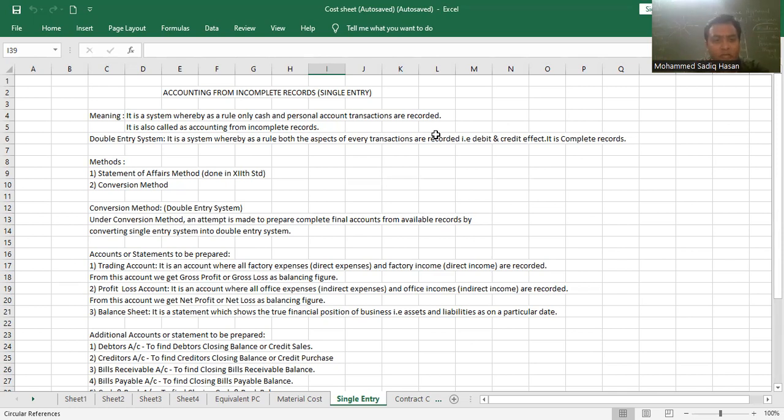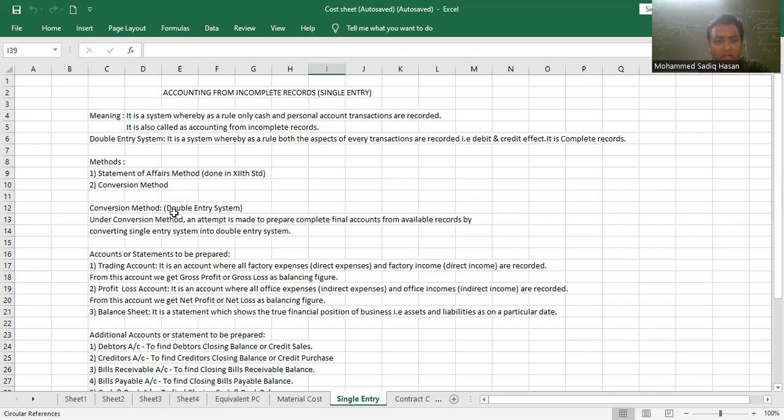Fine. You can just have a glance at the meaning of this particular part, the conversion method, which is also called the double entry system. Under this conversion method, an attempt is made to prepare a complete final account from the available records by converting the single entry system into the double entry system. Are you getting me? Whatever records are available, from that I'm going to prepare final accounts by converting single entry into double entry. That's why it's very important.